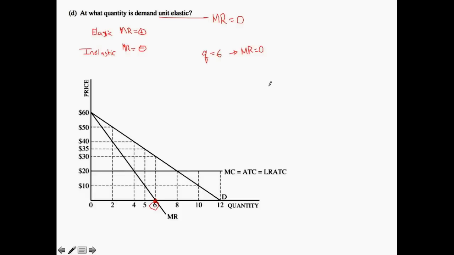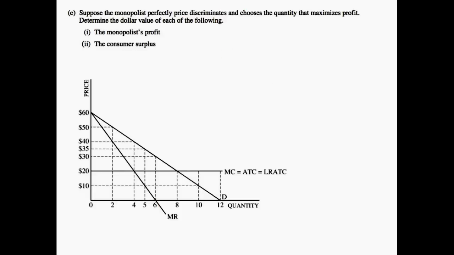So let's move on to the final part, part E. Okay, so in part E we're asked, suppose the monopolist perfectly price discriminates and chooses the quantity that maximizes profit. Determine the dollar value of each of the following: the monopolist profit and the consumer surplus. So what do we know about perfect price discrimination? Well, we know that another name for it is first-degree price discrimination, and that the idea is that the monopolist will charge different prices for every single unit that it possibly can. So in other words, the monopolist will maximize every possible price to capture all of the consumer surplus.